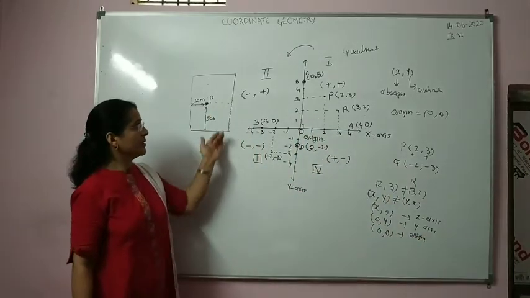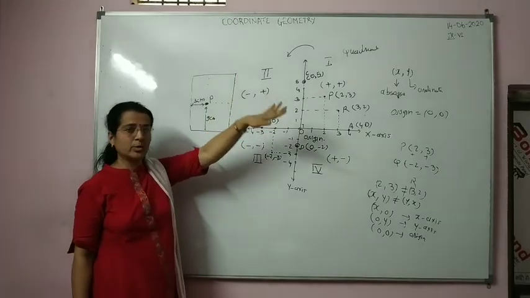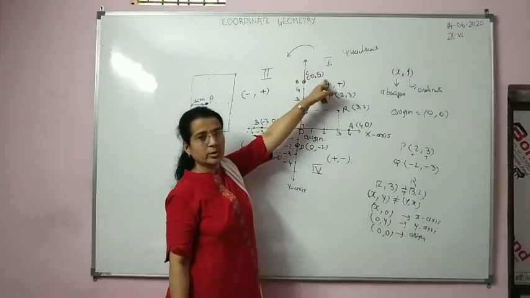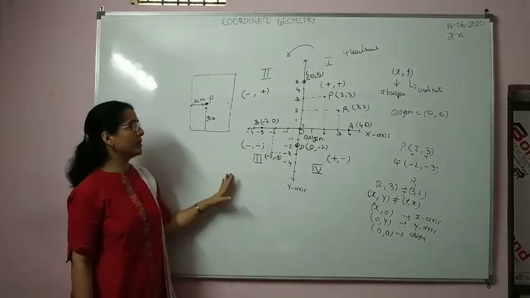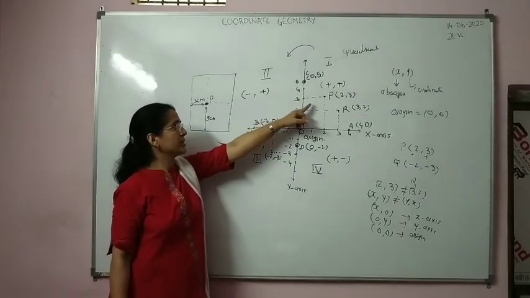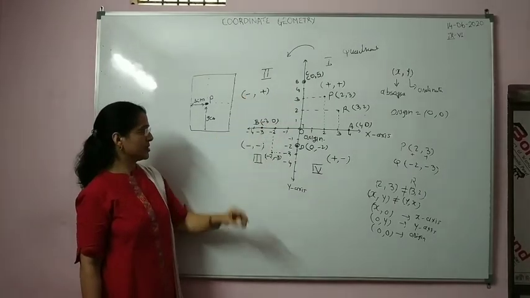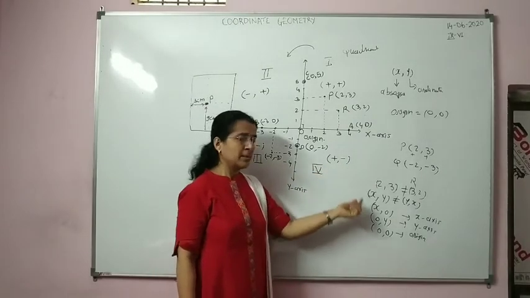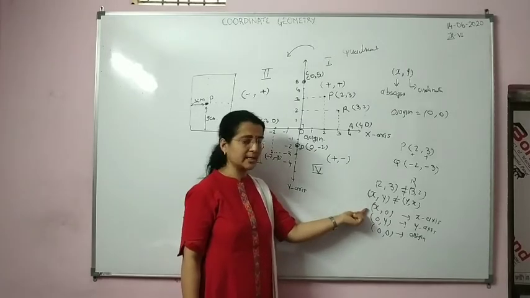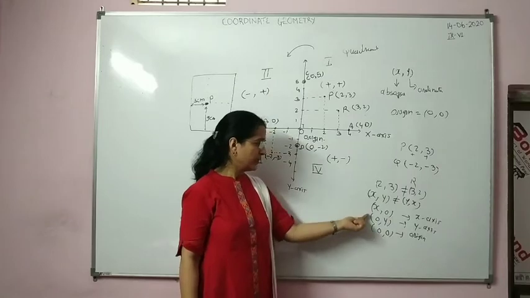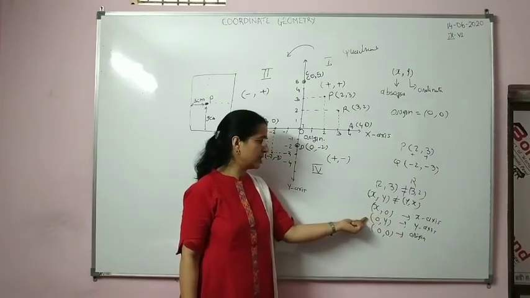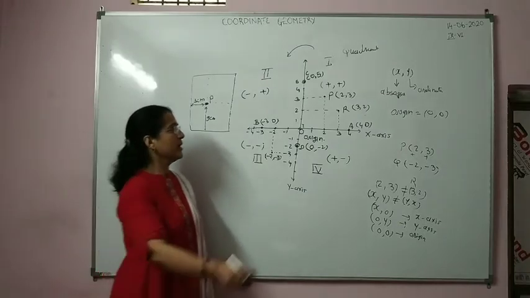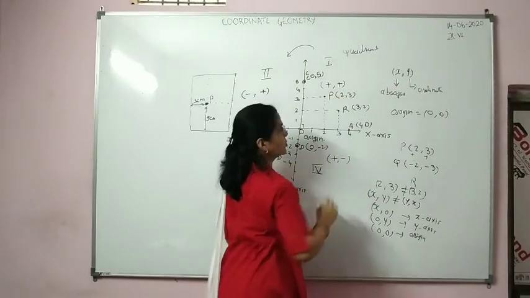In this way, we can locate a point either in a quadrant or on an axis. In the quadrant, you just have to see in which quadrant or on which axis the given point lies. In the first quadrant, both coordinates are positive. Second quadrant: negative, positive. Third quadrant: negative, negative. Fourth quadrant: positive, negative. If the point lies along the x-axis, its y coordinate is 0. If the point lies along the y-axis, its x coordinate is 0. And the coordinate of the origin is 0, 0.